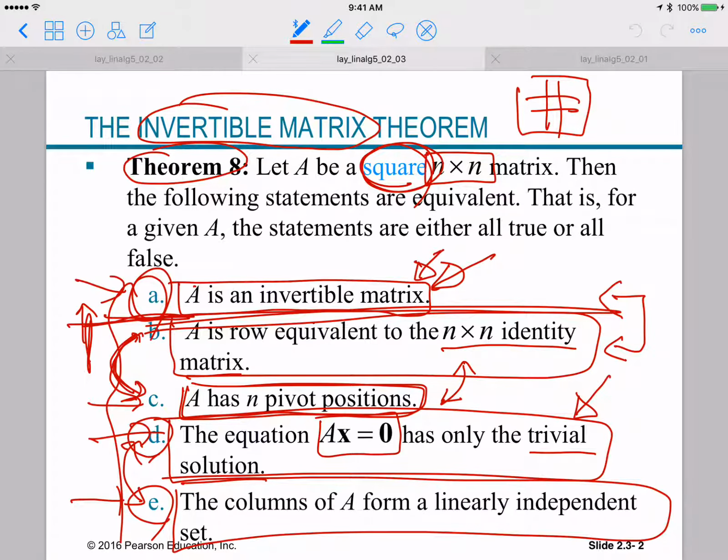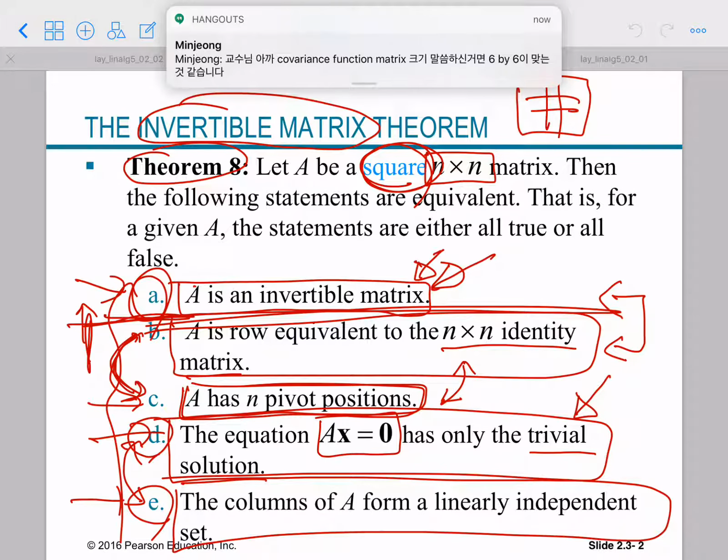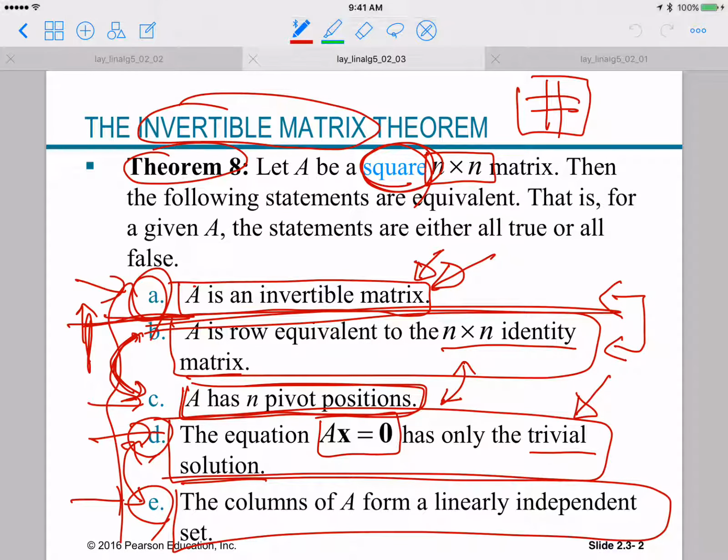But this is a fundamental question or issue about logical equivalence. Suppose A is not invertible, then by the fact that they are logically equivalent, we can also say that A is not row equivalent to the identity matrix, and also that A doesn't have n pivots, right? So that way we can easily discuss the converse, the other contrary situation, the opposite situation.